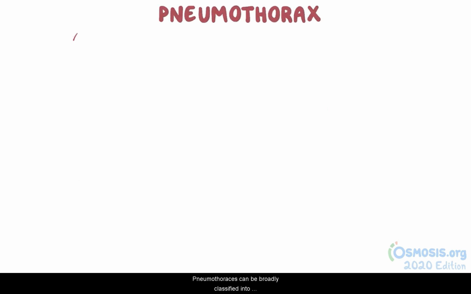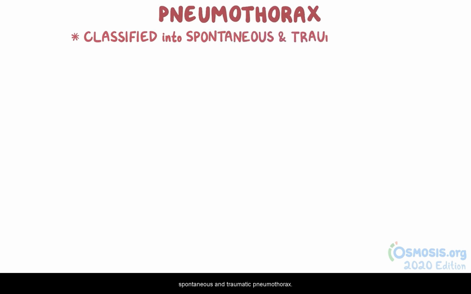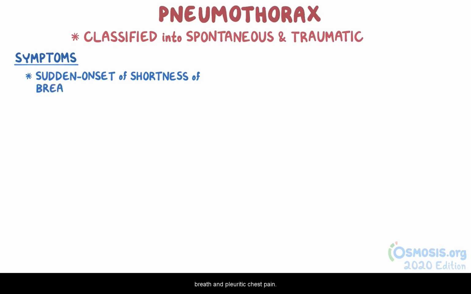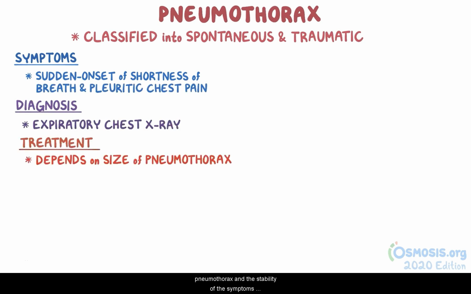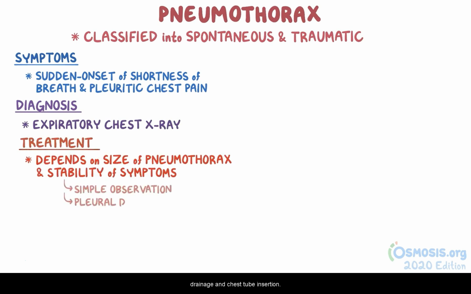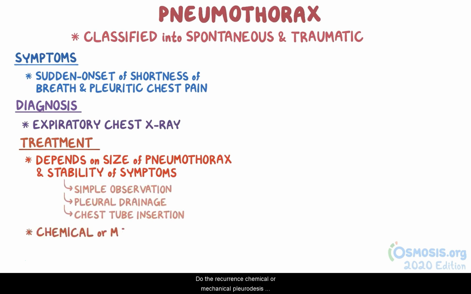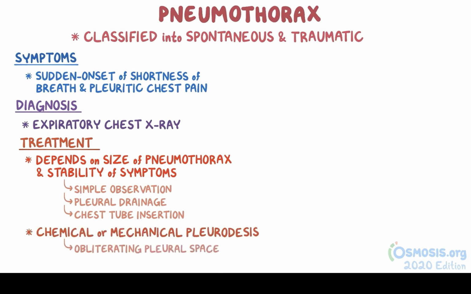Alright, as a quick recap. Pneumothoraces can be broadly classified into spontaneous and traumatic pneumothorax. Individuals present with sudden onset shortness of breath and pleuritic chest pain. The diagnosis is confirmed with an expiratory chest x-ray. The management depends on the size of the pneumothorax and the stability of the symptoms, ranging from simple observation to pleural drainage and chest tube insertion. Due to their recurrence, chemical or mechanical pleurodesis can be done, effectively obliterating the pleural space.